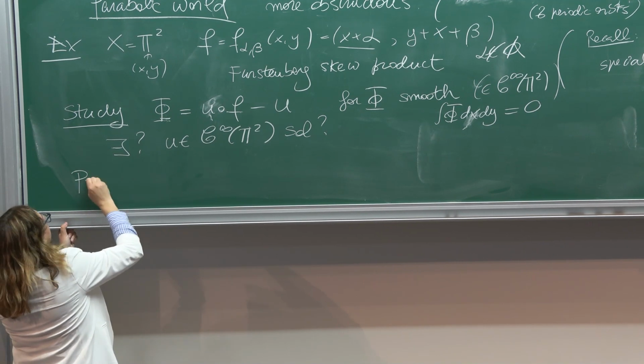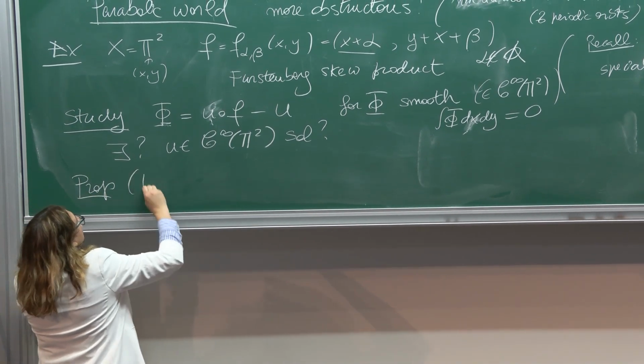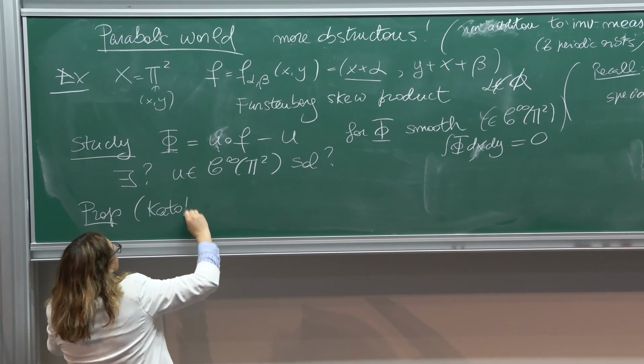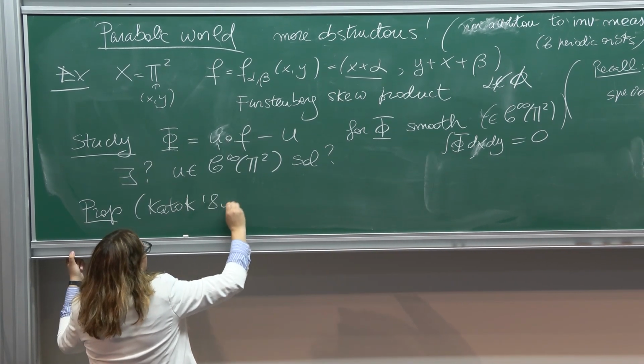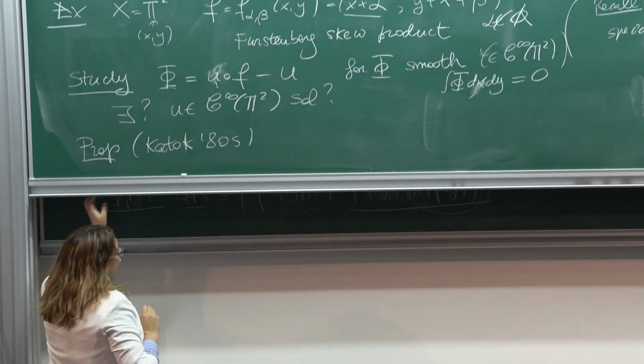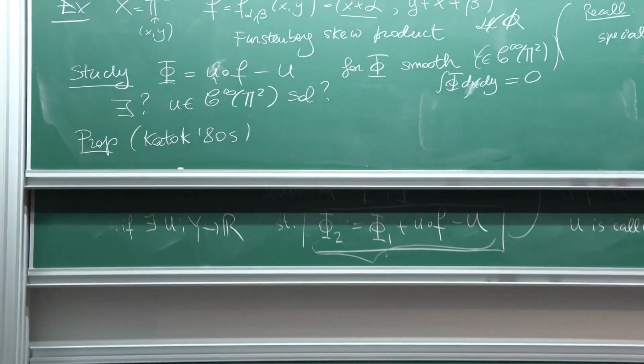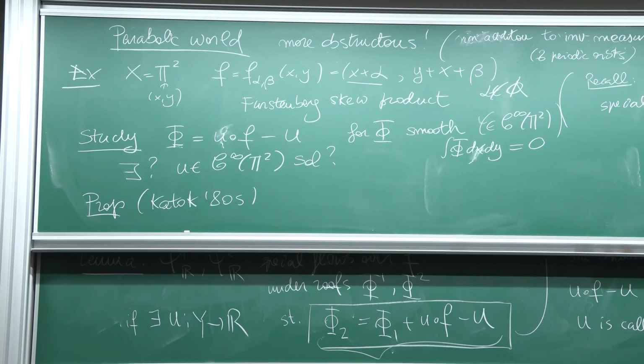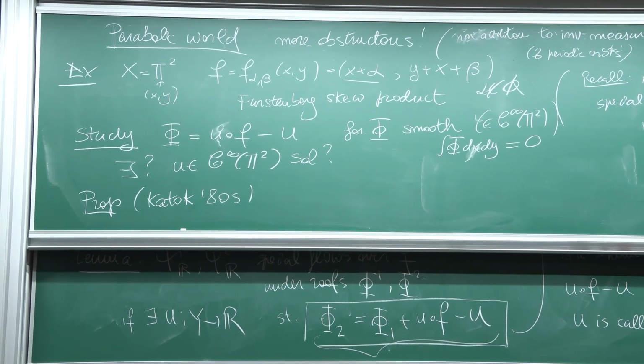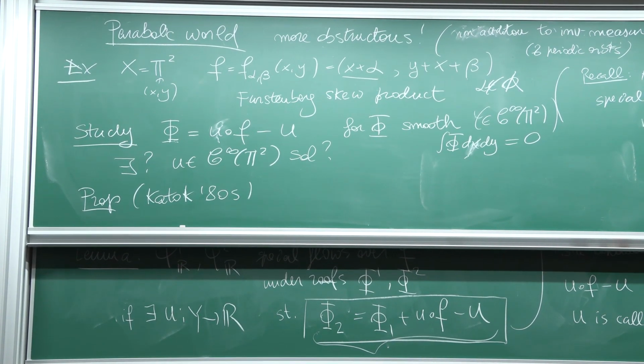So maybe I will write a proposition, and this is Katok already in the 80s, and it's the first case of invariant distributions which were discovered for parabolic systems. You actually can solve it if and only if countably many additional obstructions are satisfied.